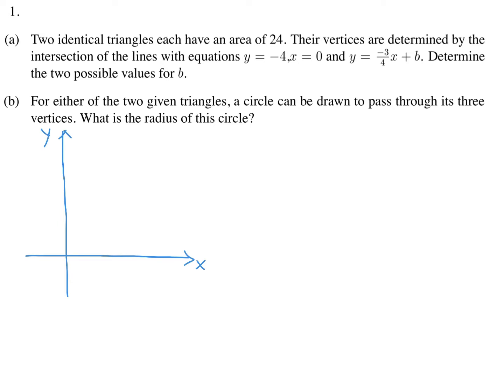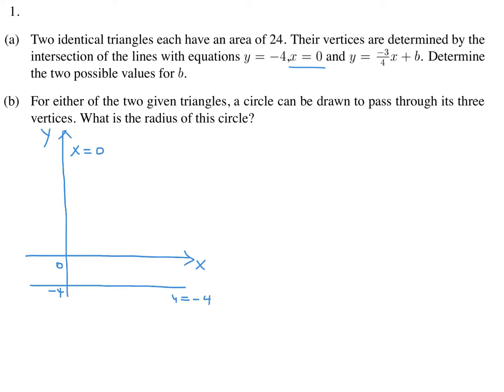Let's just draw this triangle. X equals 0 is this line right here. The y-axis is x equals 0, because y can be anything, but x can only be 0. Y equals -4 is somewhere here, if this is -4 down there.